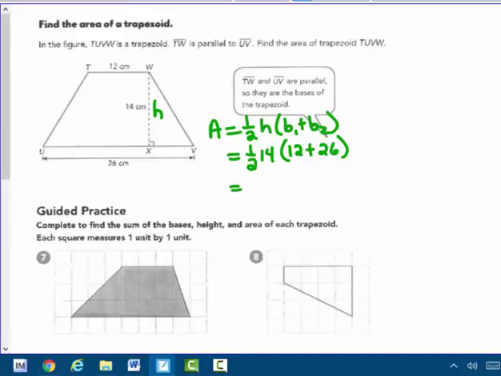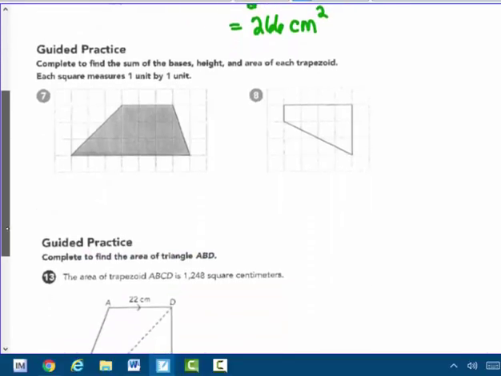So half of 14, I know that's 7. Or I could do half of the sum of the bases, which is 38, which is 19. 19 times 14, not so much. Not as easy as doing half of 14, which is 7. 7 times 38, that is 266 centimeters squared. Each square measures 1 unit by 1 unit. So to complete, find the sum of the bases, the height, and the area of the trapezoid.